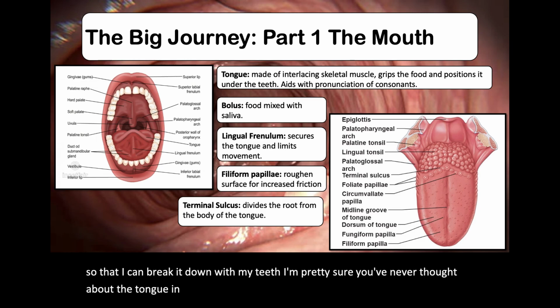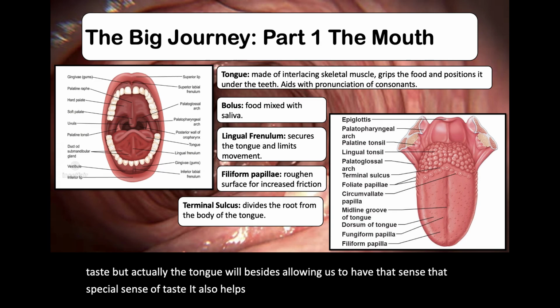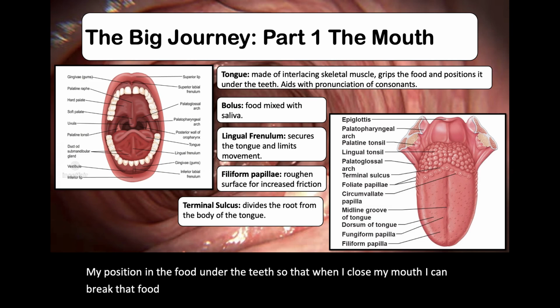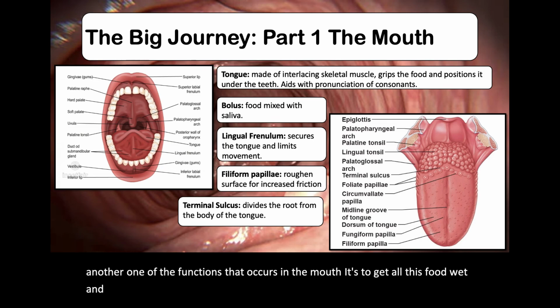We always think of the tongue as this receptor for taste, but actually the tongue, besides allowing us to have that special sense of taste, also helps with the mechanical breakdown of food by positioning the food under the teeth, so that when I close my mouth, I can break that food apart. A bolus is food that is mixed with saliva, and that is another one of the functions that occurs in the mouth. It's to get all this food wet and moist with saliva so that it has a smoother movement down the track.